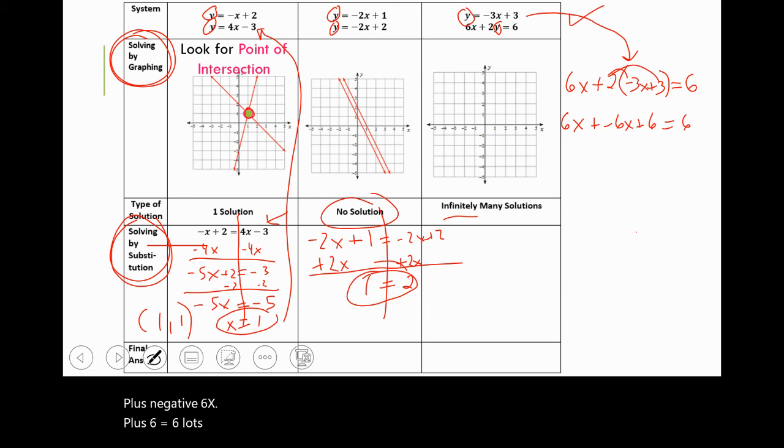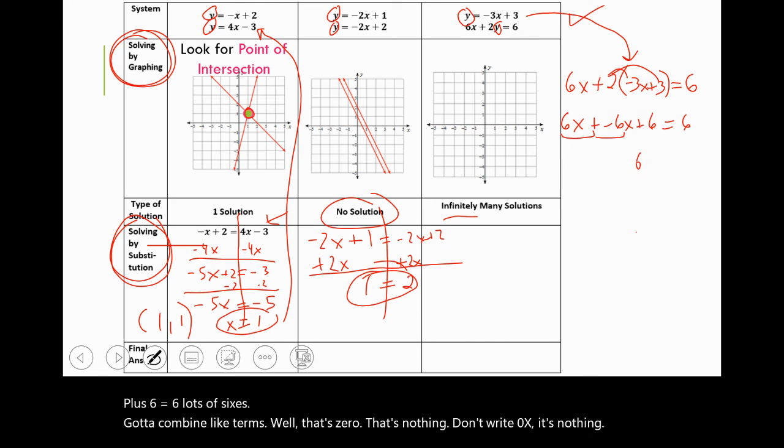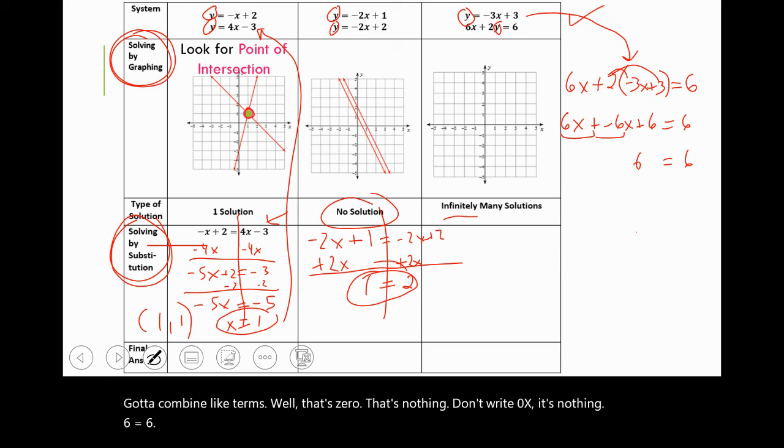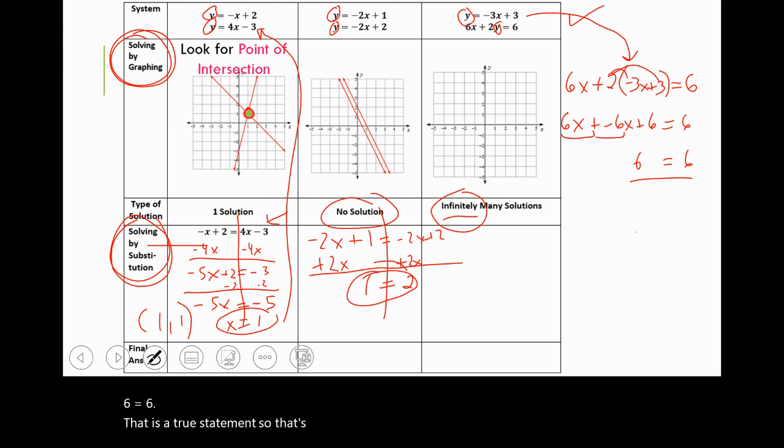Lots of 6's. Got to combine like terms. Well, that's 0. That's nothing. Don't write 0x. It's nothing. 6 equals 6. That is a true statement. So that's why we have infinitely many solutions.